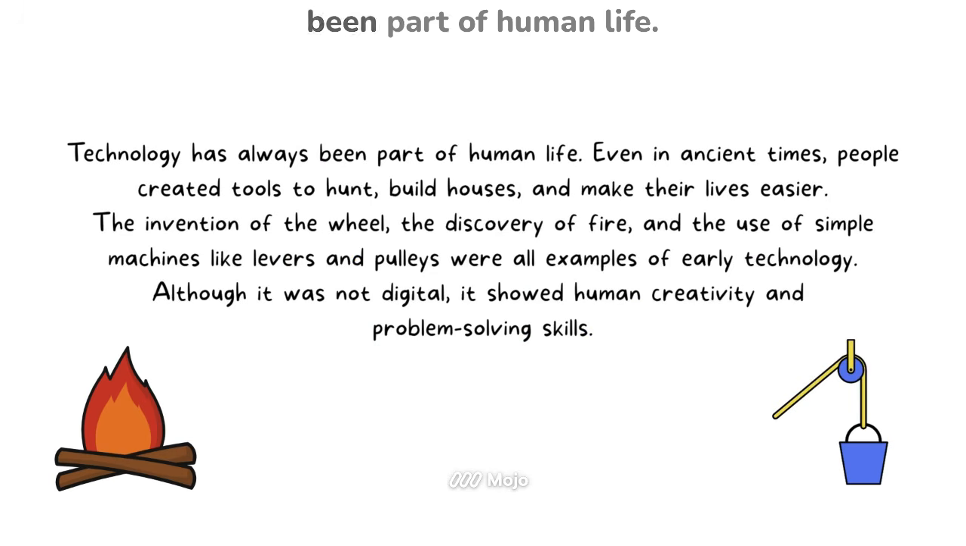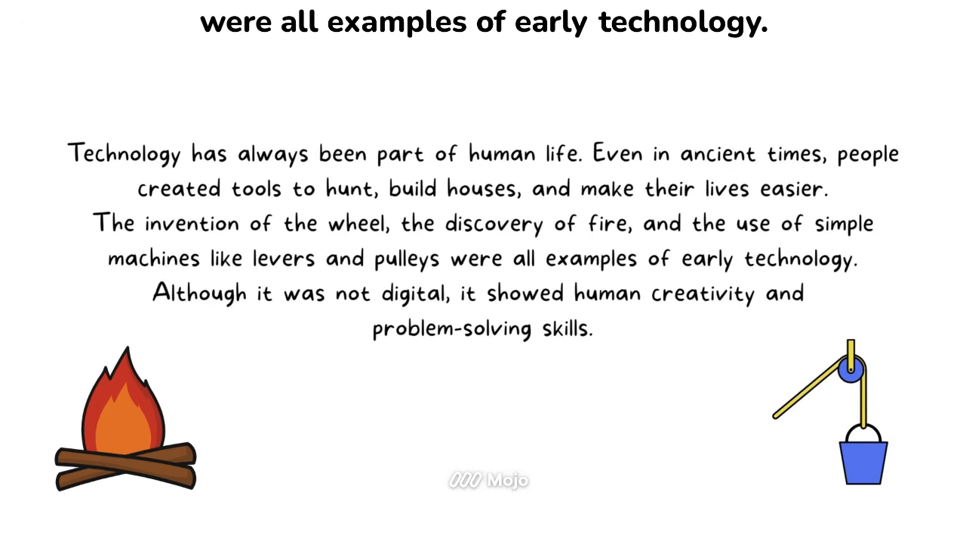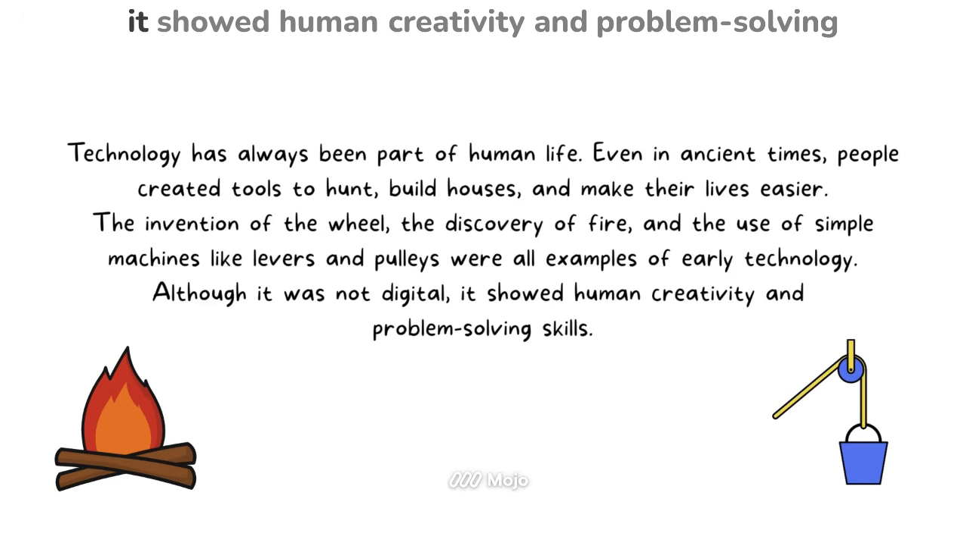Technology has always been part of human life. Even in ancient times, people created tools to hunt, build houses, and make their lives easier. The invention of the wheel, the discovery of fire, and the use of simple machines like levers and pulleys were all examples of early technology. Although it was not digital, it showed human creativity and problem-solving skills.